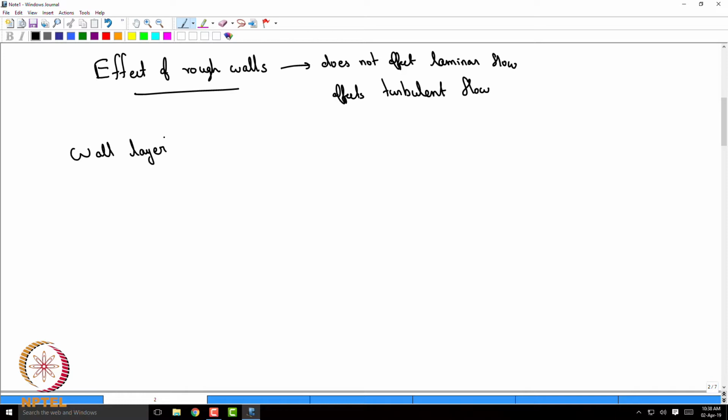Five. What is 5? Y plus. Okay, when y plus is up to 5, so from 0 to 5, you are expected to see the viscous wall layer. So let's say y plus is equal to 5. So from 0 to 5 is the viscous wall layer. So let's say y plus maximum is 5 that you are supposed to get.